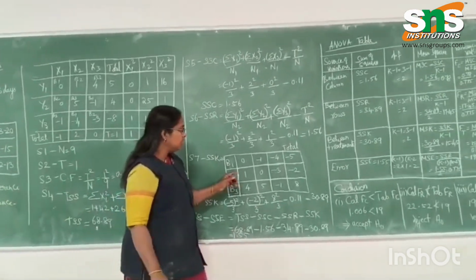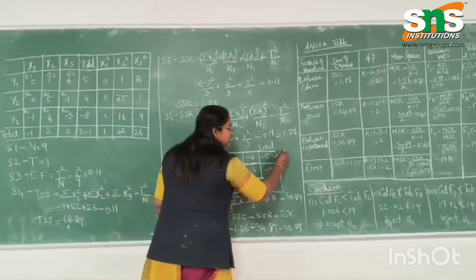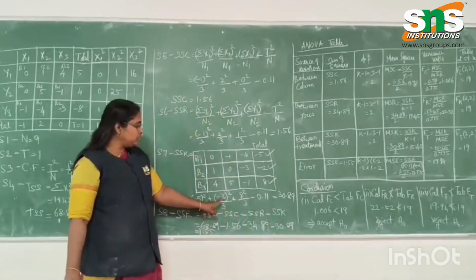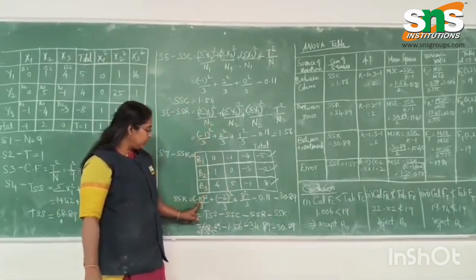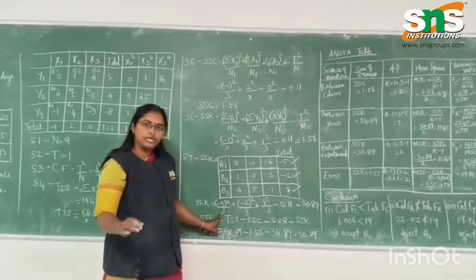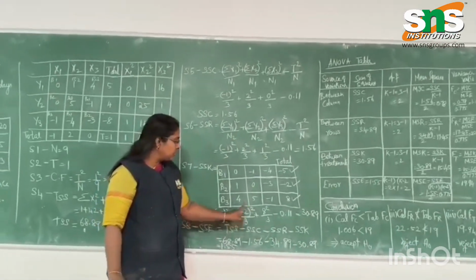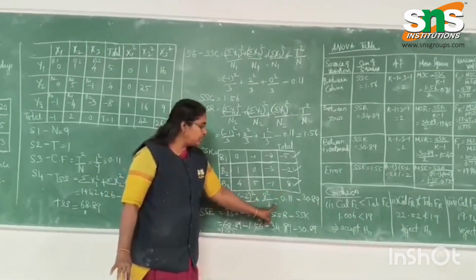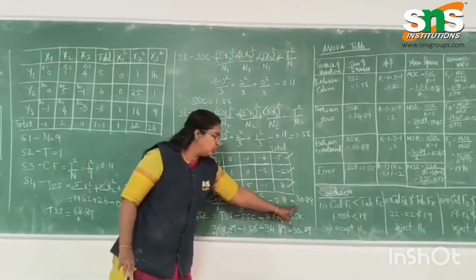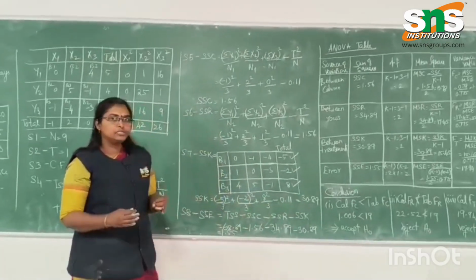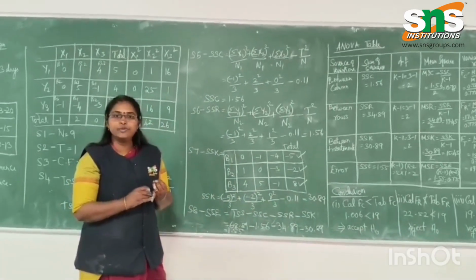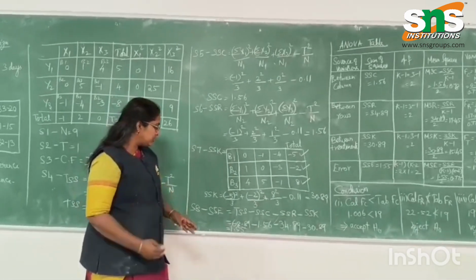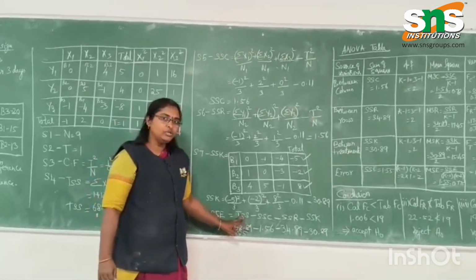So after this, the first total is -5, here -2, plus 8. Each and every term you should write like this. -5 the whole square divided by the number of data, 3 data is given, plus the second total the whole square divided by 3, plus the third total divided by 3, minus the correction factor, we got the value. So up to this we calculated the column wise, row wise as well as the treatment. These three values you should subtract from the total value, you will get the error.